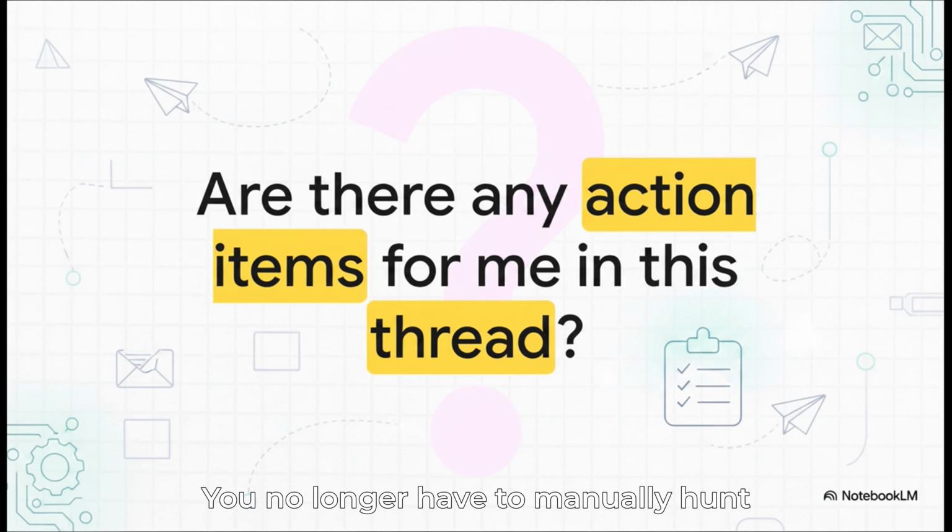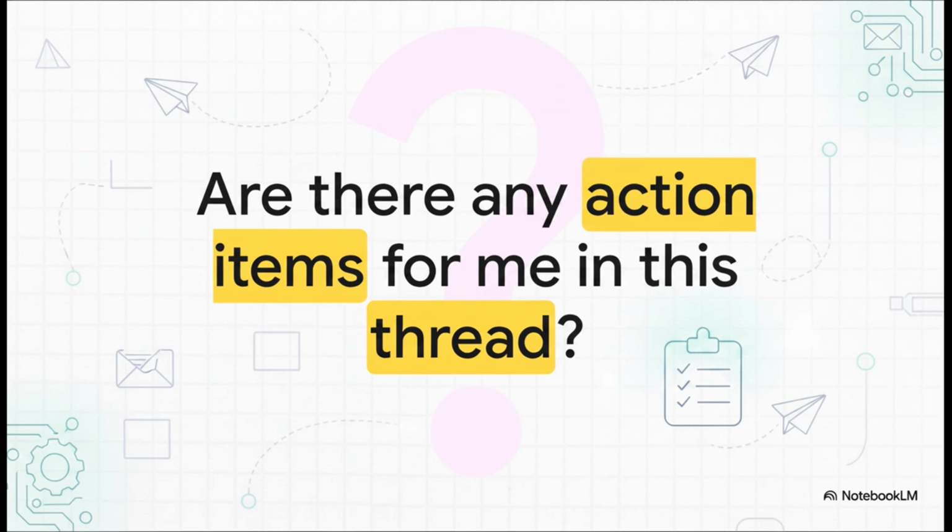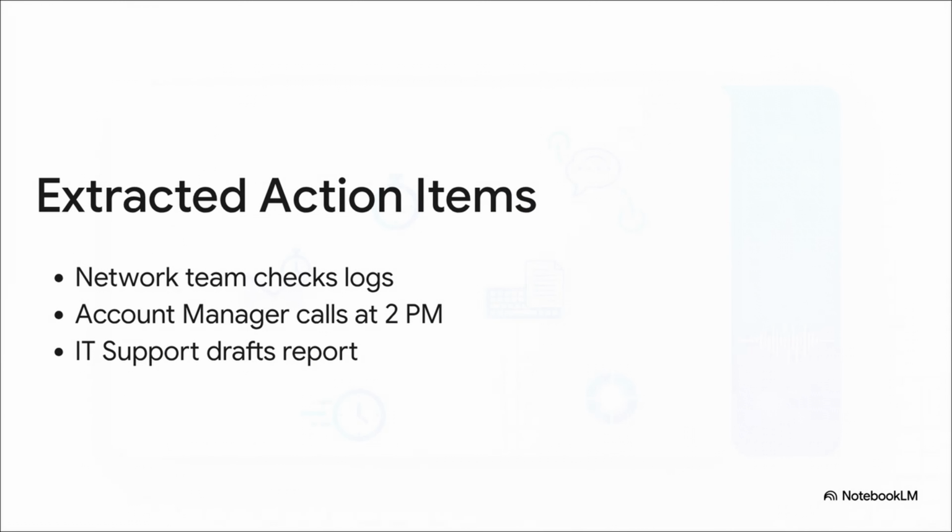You no longer have to manually hunt through paragraphs and paragraphs of text just to figure out who is supposed to do what. The crucial point here is that Gemini automatically identifies the owners and the tasks. It'll just spit out a clear list. The network team needs to check the server logs, the account manager needs to call the client at 2 p.m., and IT support needs to draft the incident report. It captures all those implicit and explicit commitments made in the email, which totally prevents any dropped balls during a crisis.